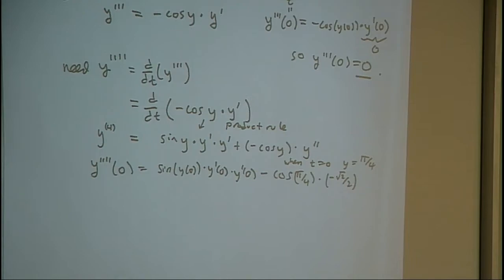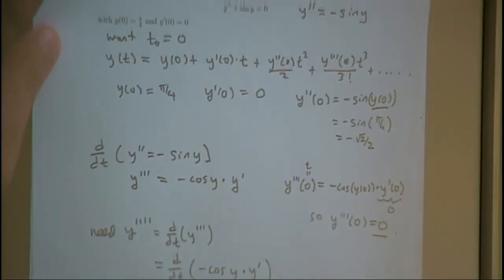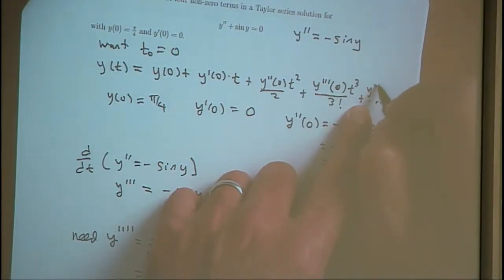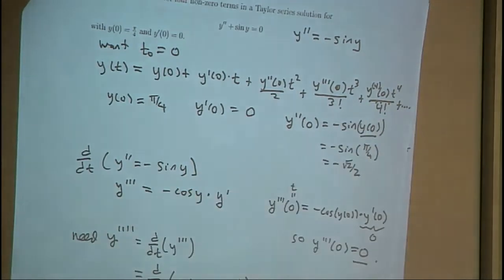Okay, so like I said, this is going to go away. That's 0, that's 0. So we end up simply with cosine of pi over 4 minus square root of 2 over 2 times minus square root of 2 over 2, and that's simply a half. Now that actually gets me another term in my Taylor series. Okay, again, the next term that would have come here would have been y, the 4th derivative, evaluated at 0, t to the 4th over 4 factorial, and again, this would go on forever.